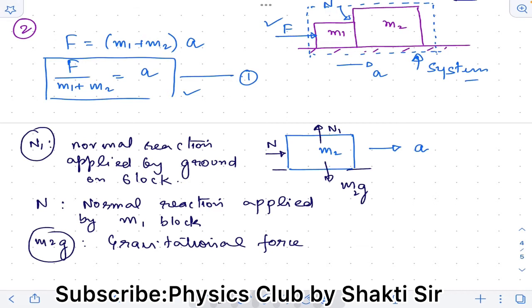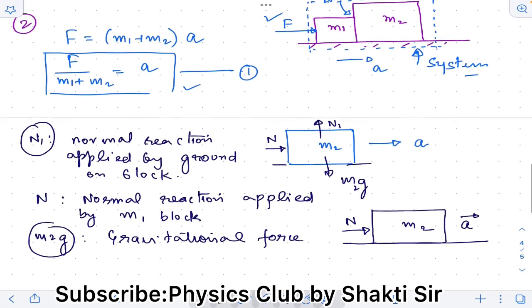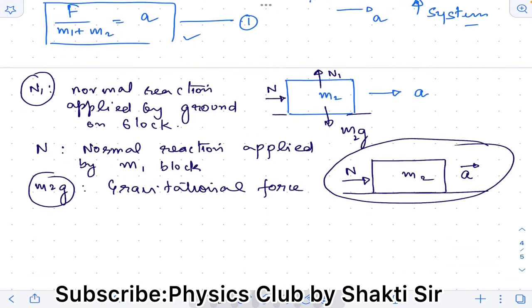That's why whenever you are going to solve numerical problems like this, you only draw those forces which are useful in the numerical. As acceleration is towards the right side, or we can say the horizontal direction, we draw only the forces along the horizontal direction, and here the only force acting on m2 along the horizontal direction is N. Okay, so from this system we can write Newton's second law.